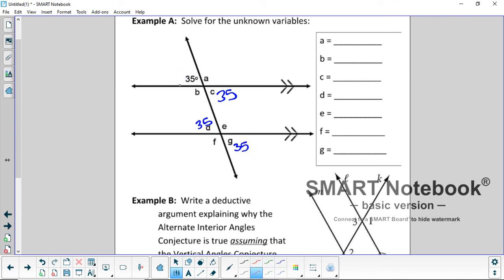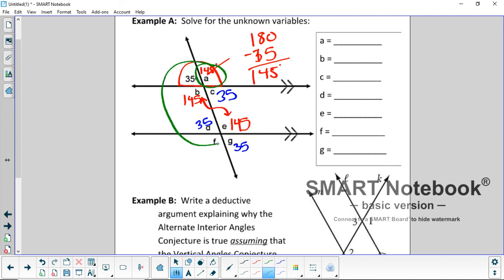Now with supplementary or linear pairs, like I have here, angle A would be found by taking 180, subtracting off the 35 to get 145 remaining for angle A. Because of vertical angles, B would also be 145. Because of alternate interior angles, B's measurement can transfer to E. And because of alternate exterior angles, A's measurement can transfer to F.